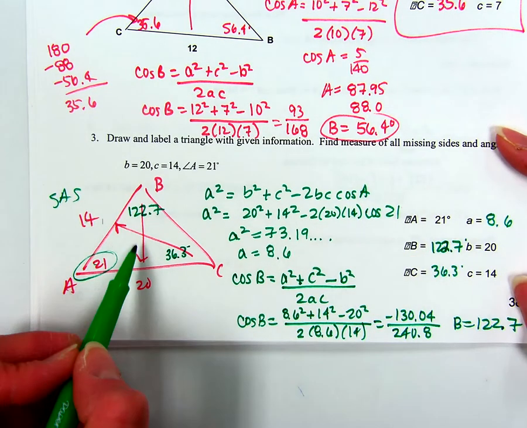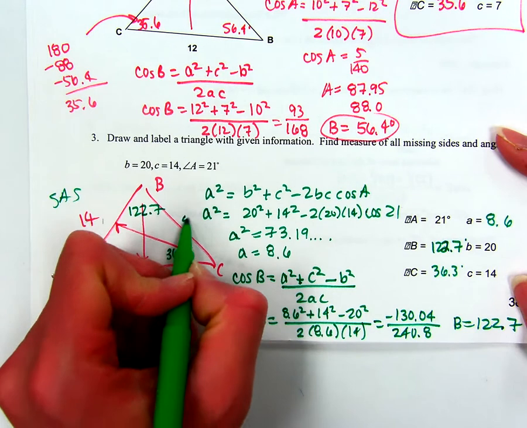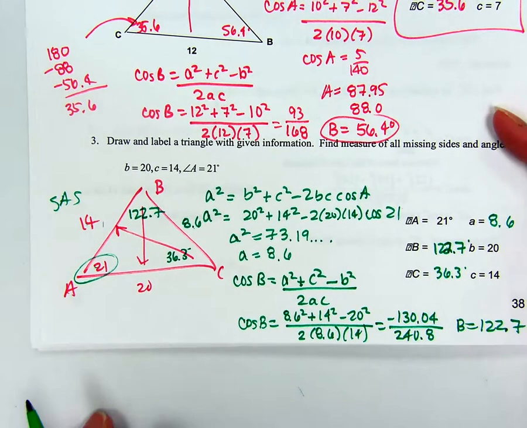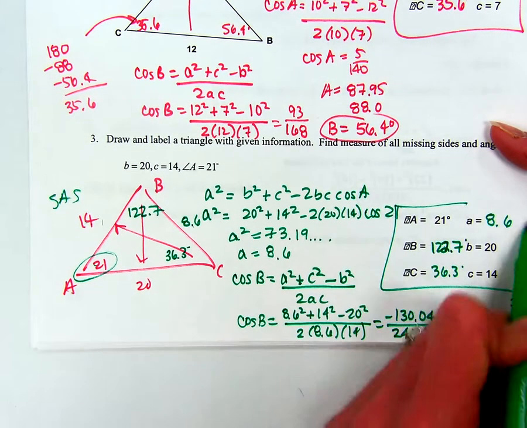And again, if you ever want to double check that you're doing it right, here's my largest side. That's across from my largest angle. My smallest side was 8.6. That's across from my smallest angle. So I probably did the problem right. And then you're all done.